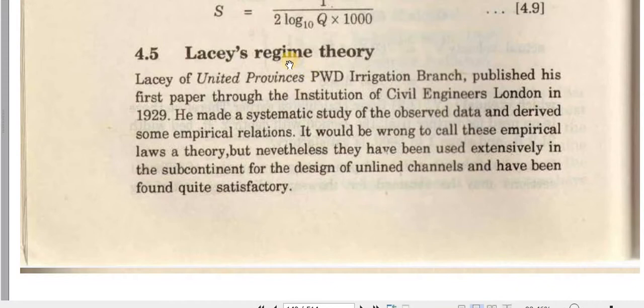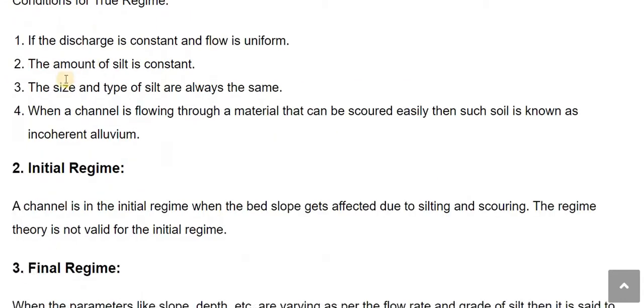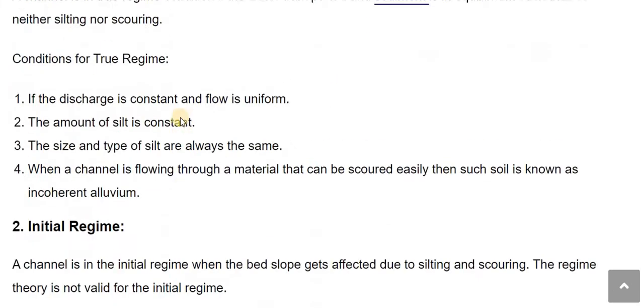For Lacey regime theory, we have to understand what a regime is. What is a regime channel? There are three types of regime: true regime, initial regime, and final regime. So what is initial regime? A channel is in initial regime when the bed slope gets affected due to siltation and scouring. In the initial stages, silting and scouring can occur. So this regime theory is not valid for initial regime.